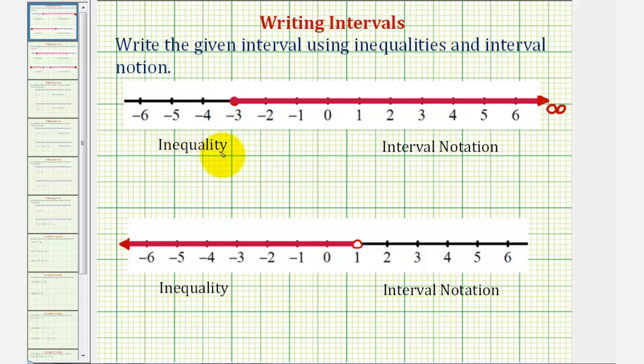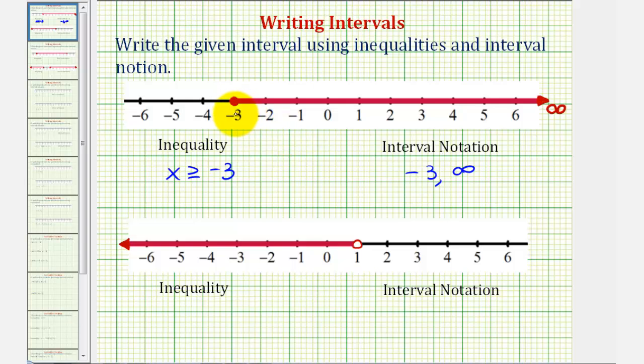So using an inequality, we can say x is greater than or equal to -3. Greater than because the interval moves to the right, and equal because the point is closed on -3. And then using interval notation, the interval would be from -3 to infinity.